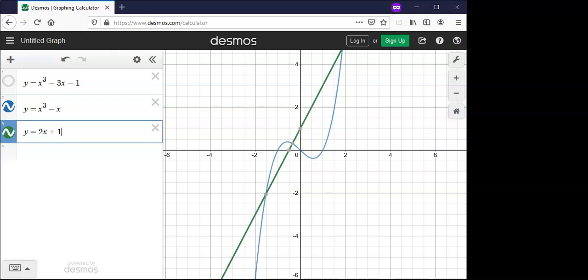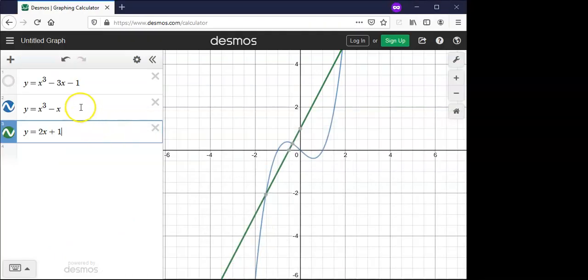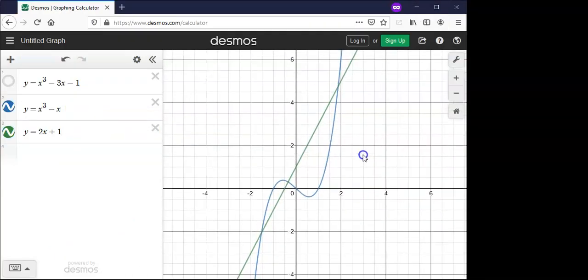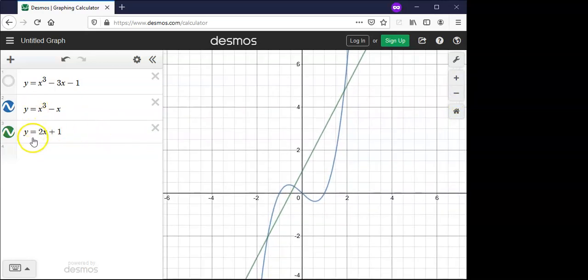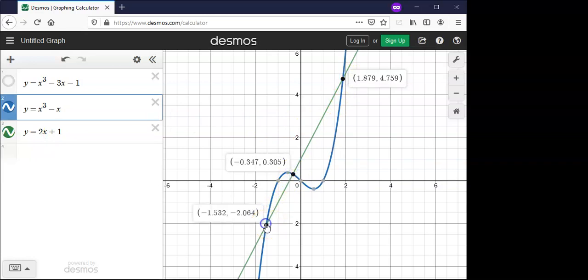Let's see. Did I copy correctly? Left hand side and right hand side. Okay. I have those here. And these two have to be the same, right? x cubed minus x, 2x plus 1. They have to be the same. So we have to find points that are in both blue and green. And we have three such points. One here, and one here, and one there. And as before, Desmos is giving you approximate solutions.